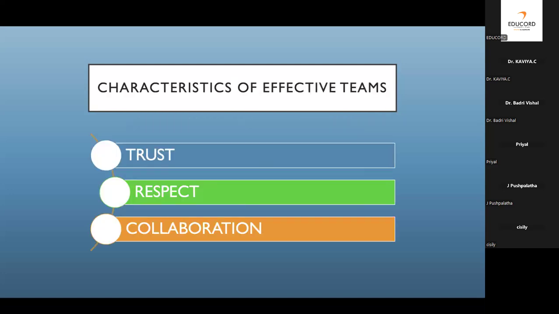So the characteristics of an effective team are trust, respect, and collaboration. Wherever you are working, this is not only applicable to the elderly, but when you are working with anyone, you need to trust the other person. Now, this is a very big challenge when you are working in a team, especially a bigger team. Sometimes coordinating with others is not very easy.